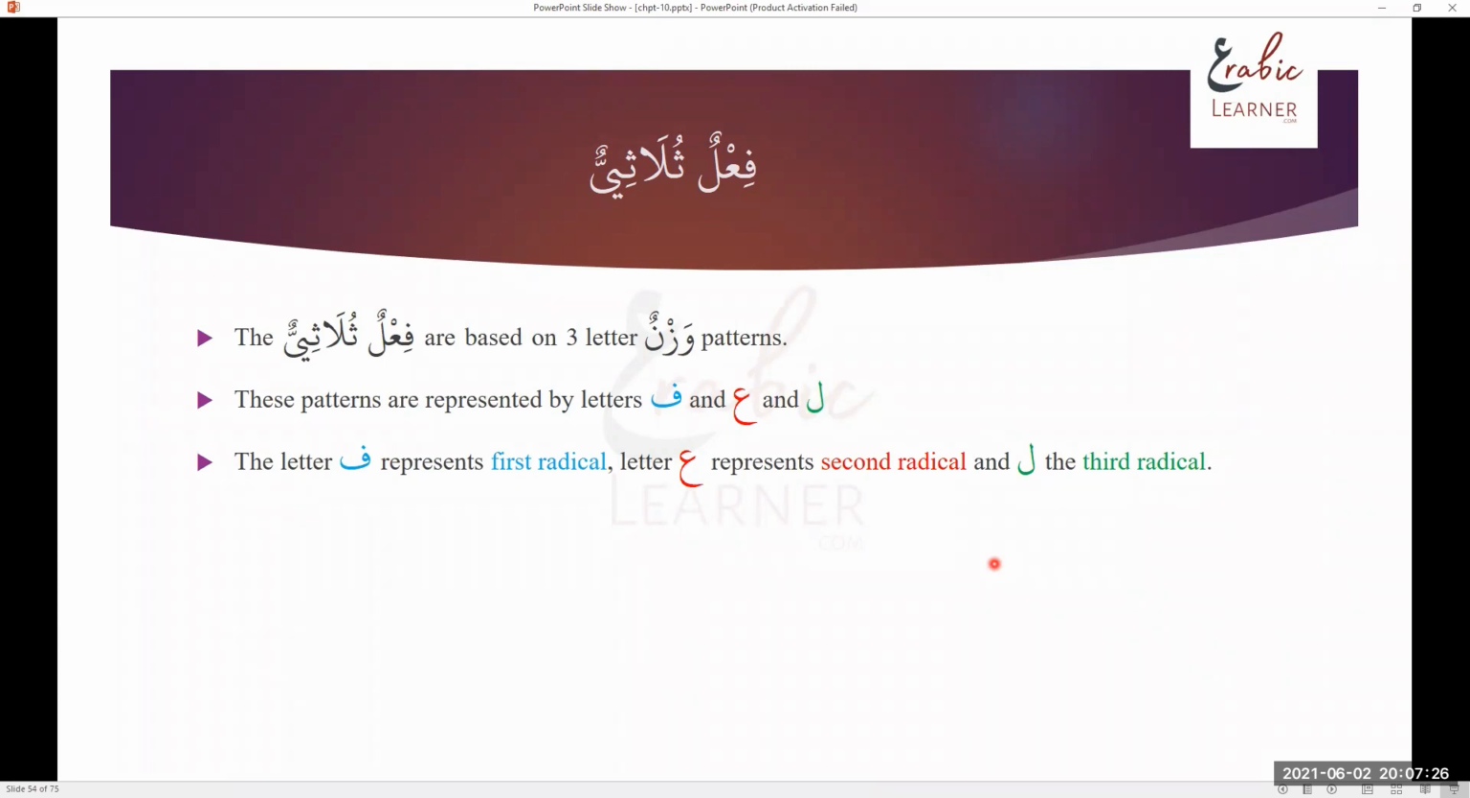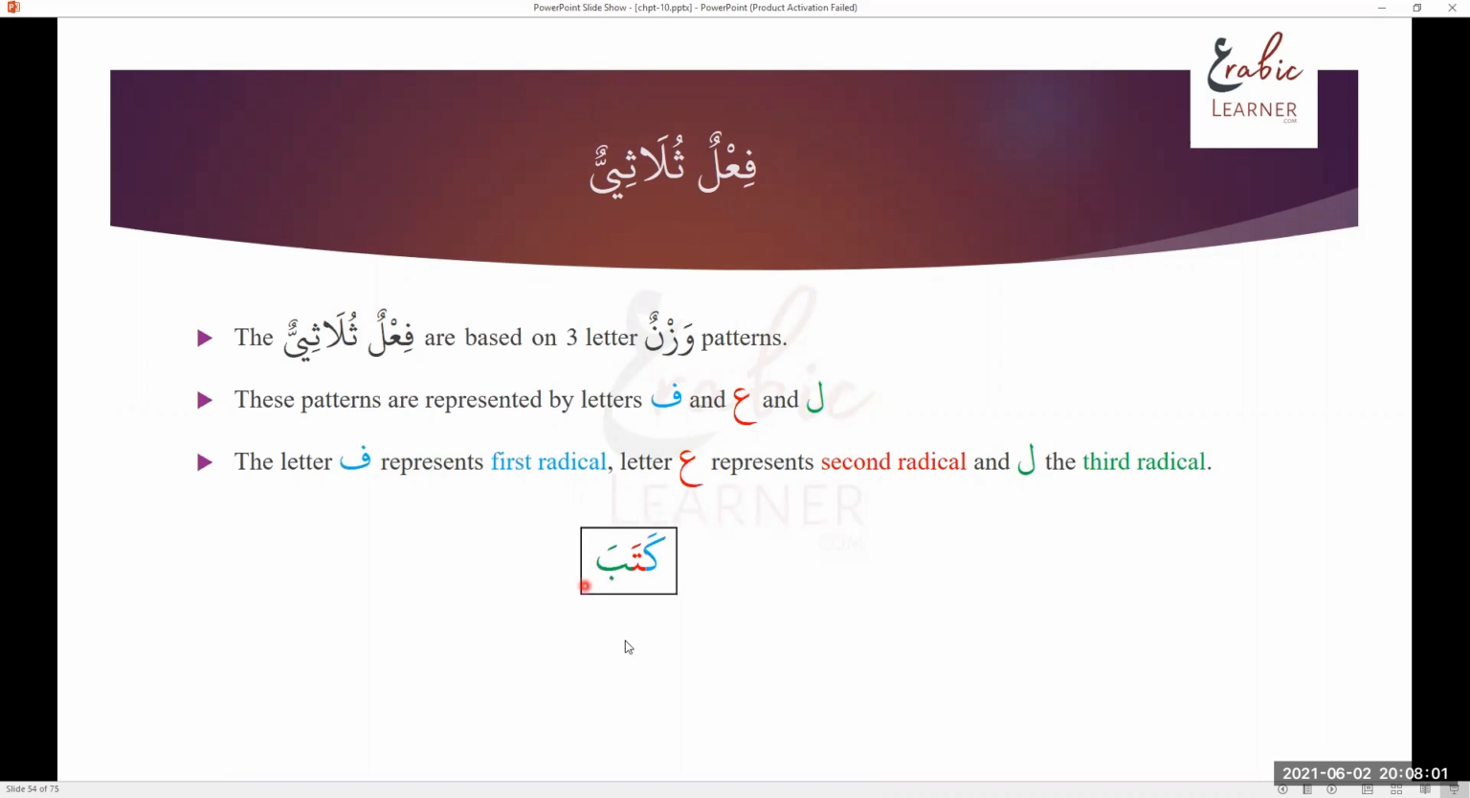This fa, ain, and lam also gives us fi'l, right? Fi'l also contains these 3 letters: fa, ain, and lam. So that's why it's easy to remember. So these letters are denoted by fa, ain, and lam. Fa is always the first radical, ain is the second radical. You can remember it from the word fi'l. And lam is the third radical.